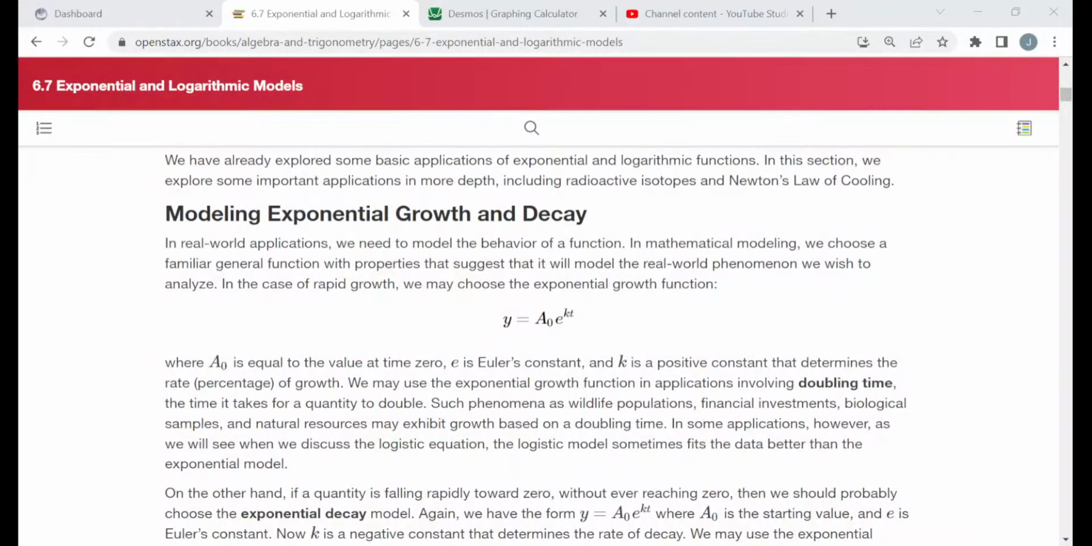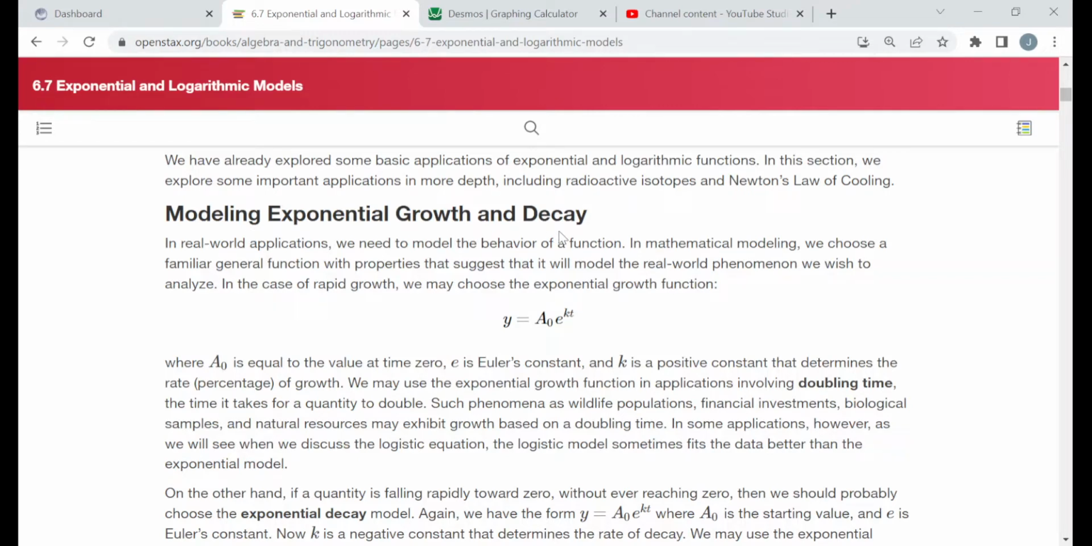Hello everyone. The title of this video is Modeling Exponential Growth and Decay. In this video, I'm going to be going over examples that are taken directly from a free online textbook at openstax.org. I'm in their Algebra and Trigonometry text, section 6.7, called Exponential and Logarithmic Models, under the heading Modeling Exponential Growth and Decay.